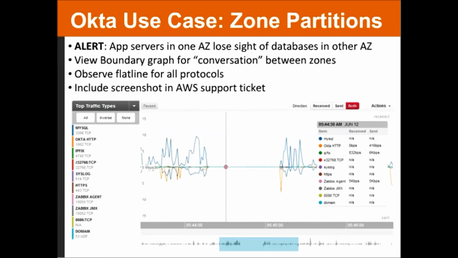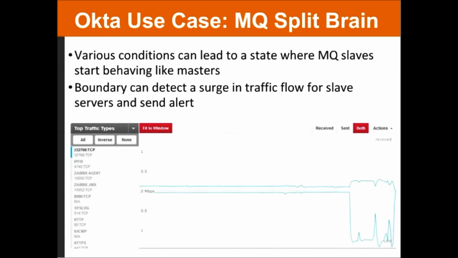The next case I wanted to talk about here was what we call MQ split brain. So one of the components of our platform is a message queuing subsystem. If anyone on the phone has ever dealt with message queuing subsystems before, you probably understand that when you've got a partition in your queuing brokers, that can cause all kinds of havoc with your application. And so we've seen various conditions where we get to a state where the slave brokers in our network start behaving like master brokers. And this is a situation that we've dubbed split brain.